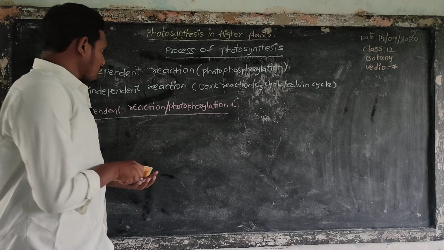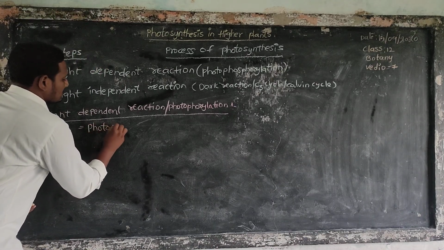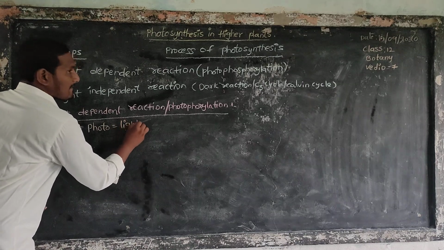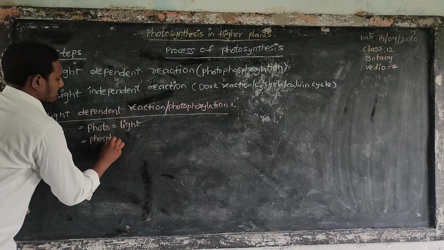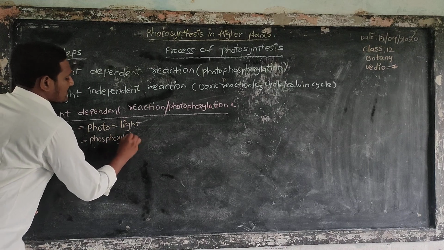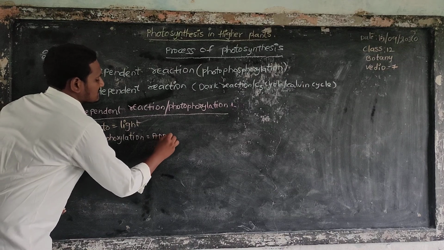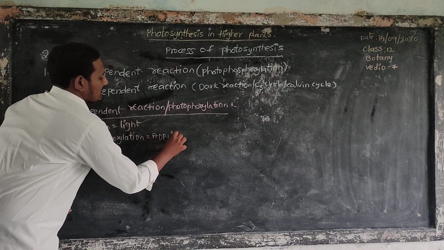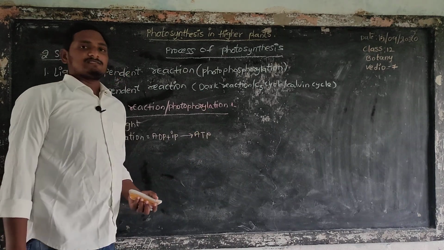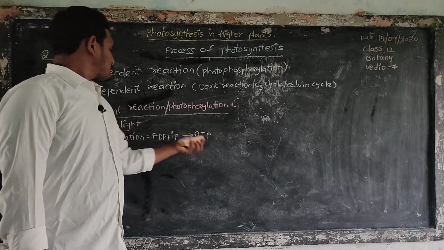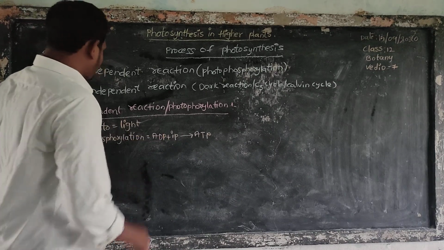Photo is nothing but light. Phosphorylation is nothing but ADP combining with inorganic phosphate to form ATP, that is ATP synthesis. ATP synthesis in the presence of sunlight is photophosphorylation.